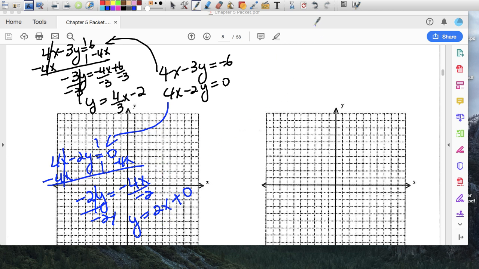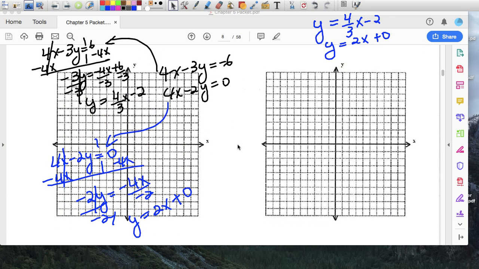So let's write both equations here. One equation is y equals 4/3 x minus 2. The second one, which we just did, is y equals 2x plus 0. You don't have to write the plus 0. I'm just showing you so that you understand what's going on. So let me move things around. Move the graph a little higher.